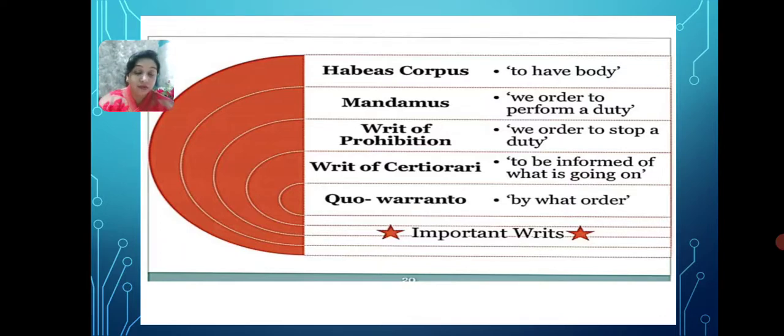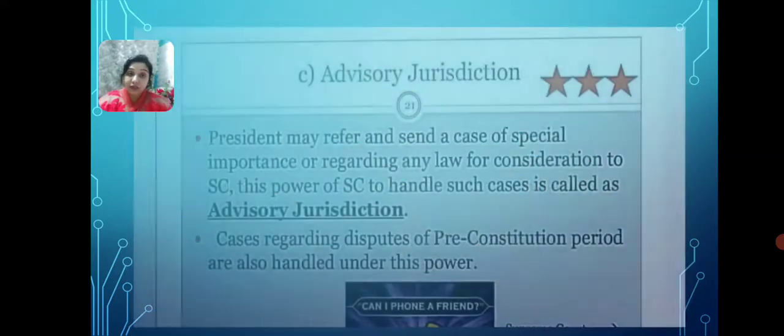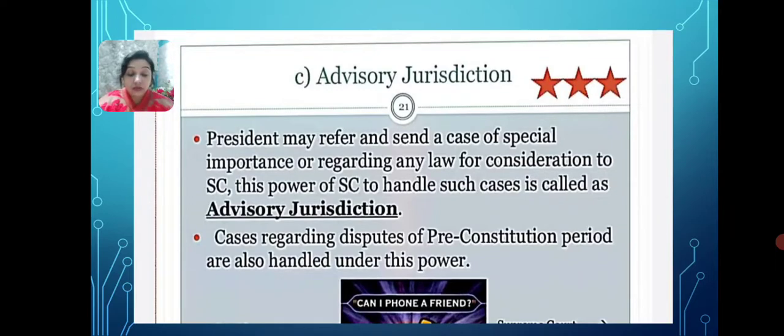These are some important writs that you have to keep in mind. Okay, and learn the meanings and definitions properly. Next we come to the third type of jurisdiction. So we have already seen original jurisdiction, appellate jurisdiction, and now we are going to see advisory jurisdiction. Now what do you mean by advisory jurisdiction? Again, from the term it is very clear. Advisory means to give advice. Okay, so the President may refer and send a case of special importance or regarding any law for consideration to the Supreme Court, and this power of the Supreme Court to handle such cases is called advisory jurisdiction.